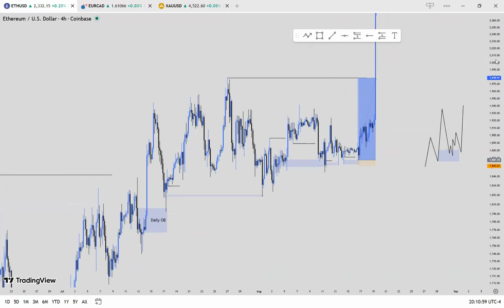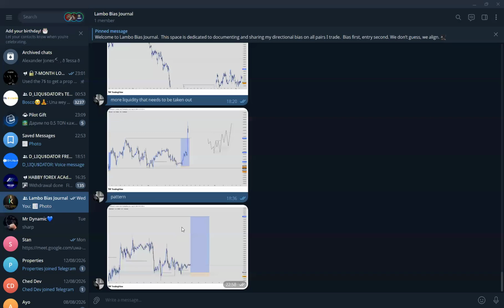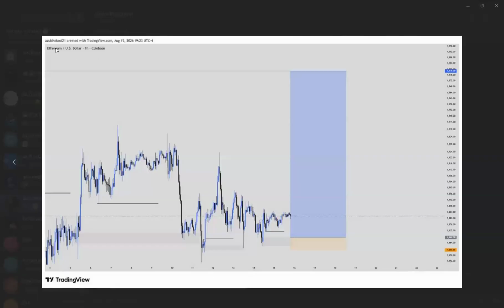Let me show you guys the before of the trade. Hold on. All right, this was it here. This is where I journal all my trades. So this was before. You can see ETH, Ethereum.